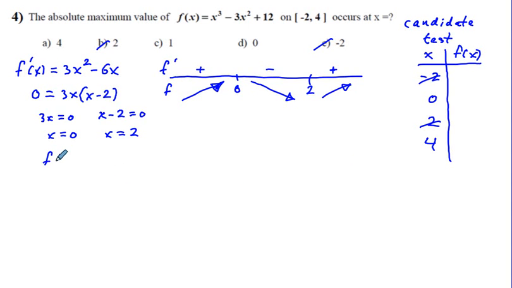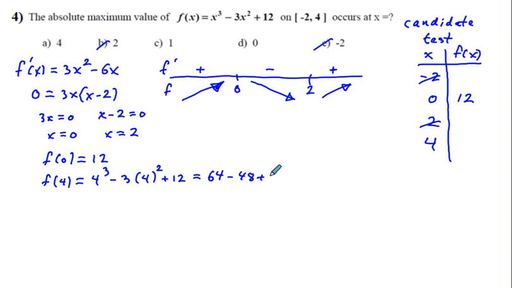f of 0 is going to be equal to, we plug in 0 to this f of x function, we're going to get our y-intercept of 12. So that's a possibility. And now f of 4 is going to be 4 cubed minus 3 times 4 squared plus 12. And that's going to be equal to 64 minus 3 times 4 squared, that's going to be 48, plus 12.